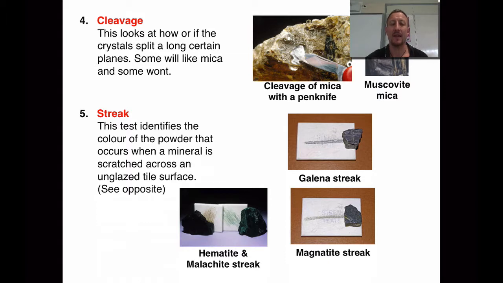Then in the bottom left, we've got hematite on the left. Now, although hematite looks black, you can see it's coming out with brown, and malachite on the right is coming out with a green color. So it's looking at the powder which is generated when it's streaked across an unglazed tile. So that's another test. And if you go onto the web and put in streak tests, you'll see the various different colors which each mineral can generate. Now, combining all of these tests together will give you a good indicator as to what mineral you're dealing with.